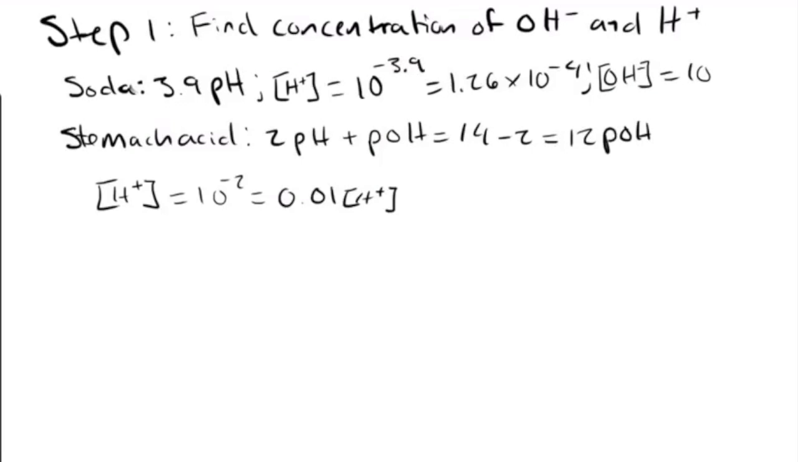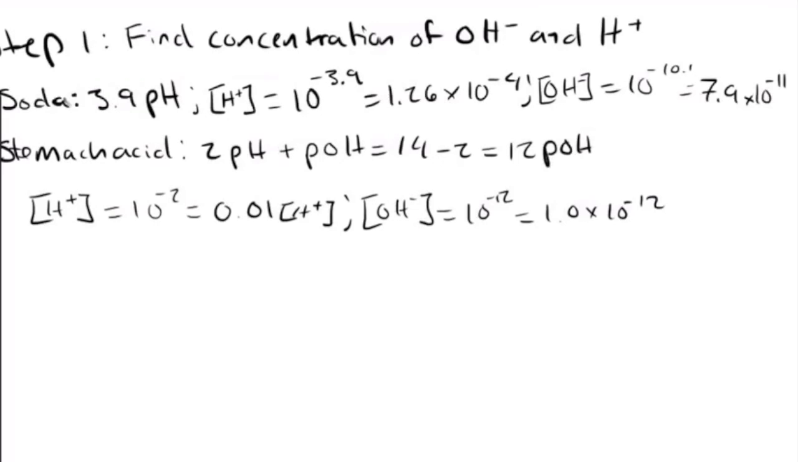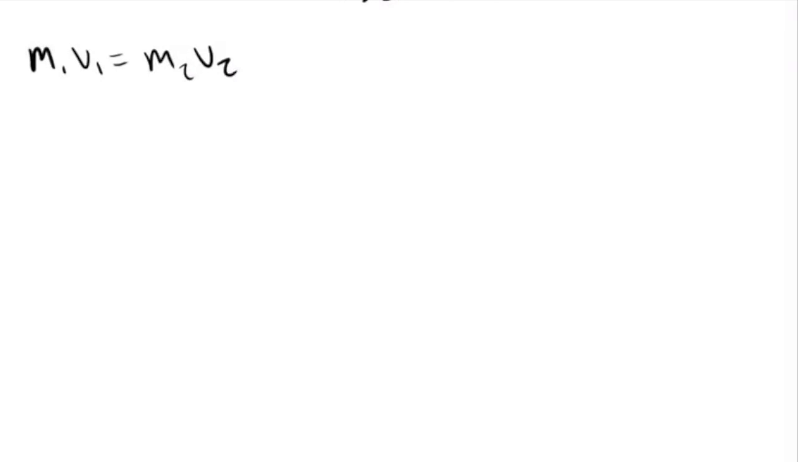And then for finding the concentration of hydroxide ions, it's 10 raised to the negative pOH. So for soda, it'd be 10 to the negative 10.1, which equals 7.9 times 10 to the negative 11th. And for stomach acid, it would be 10 to the negative 12th, which equals 1 times 10 to the negative 12th. Alright, next we need M1 V1 equals M2 V2.